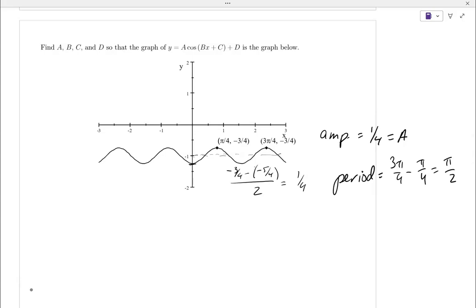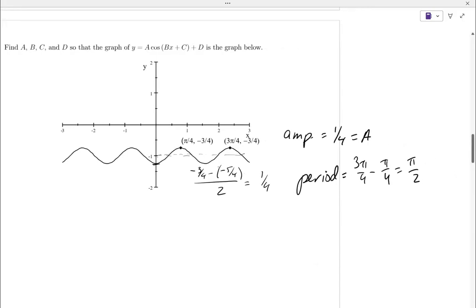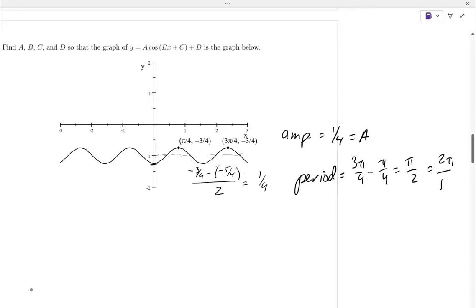Is that the b value? What do we need to do to solve for the b value? Good. So multiply both sides by b, multiply both sides by 2 over pi, and you'll get 4 for b. That okay?